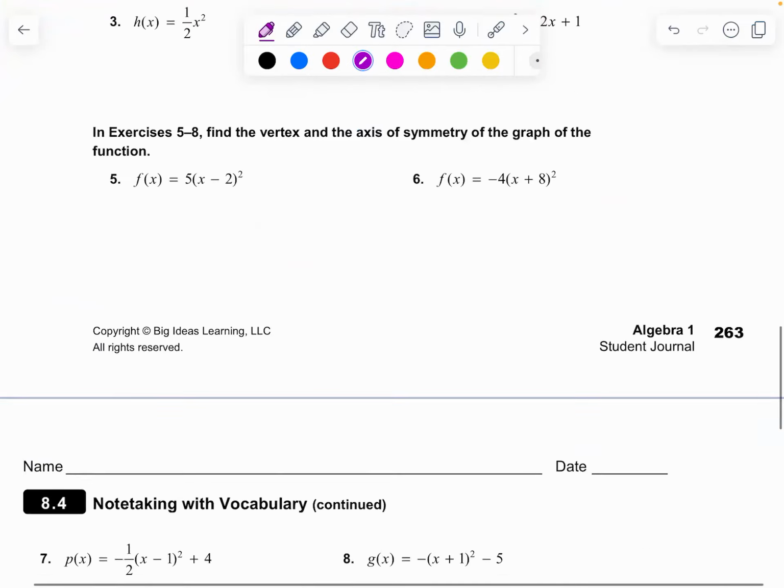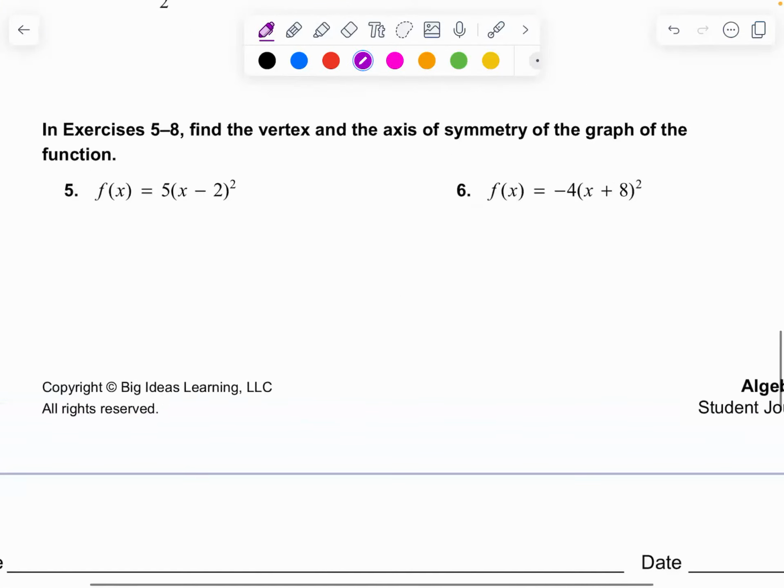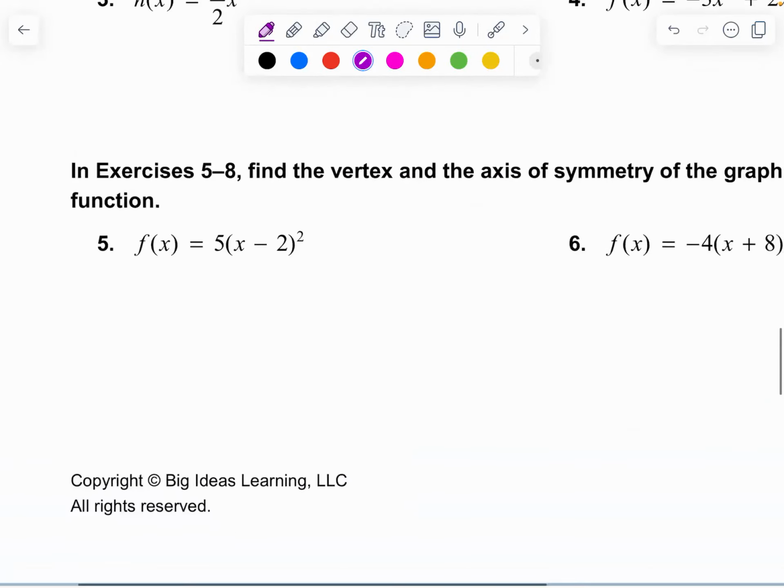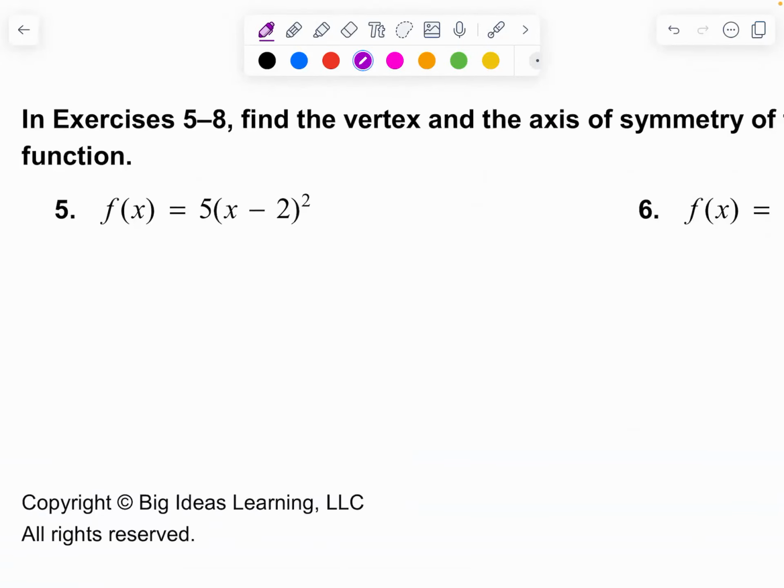So let's come down to number 5. Let's talk about number 5. Gabe, where's the vertex in number 5? Ooh, (2, 0). Why the 0? It's because there's nothing there. There's not like a plus a number, so it didn't move up. Okay. Allison, tell me about that 5.